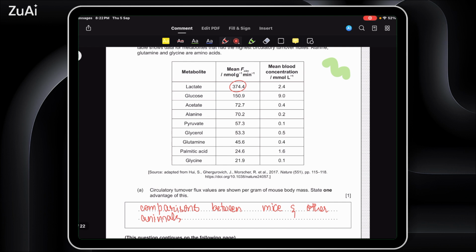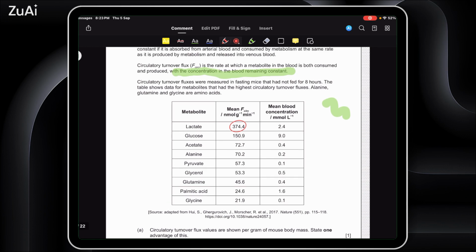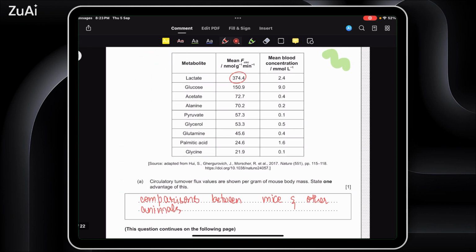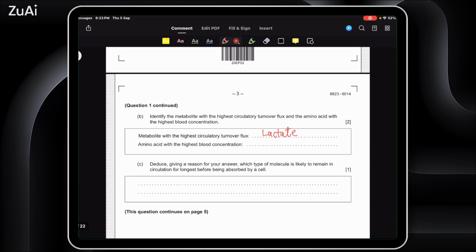So you have to check the blood concentration with respect to circulatory turnover, when we have a very small difference. So that difference is the smallest. That's why the amino acid with the highest, when we calculate the concentration, should be glutamine. We can calculate it, that is glutamine.